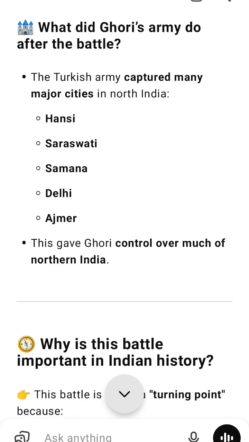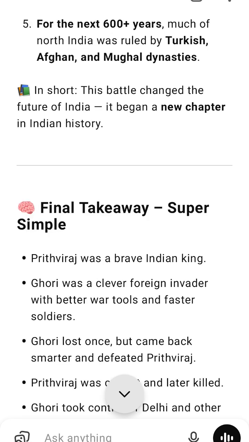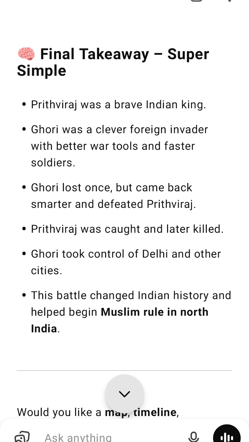Final takeaway. Super simple. Prithviraj was a brave Indian king. Ghori was a clever foreign invader with better war tools and faster soldiers. Ghori lost once, but came back smarter and defeated Prithviraj. Prithviraj was caught and later killed. Ghori took control of Delhi and other cities. This battle changed Indian history and helped begin Muslim rule in North India.